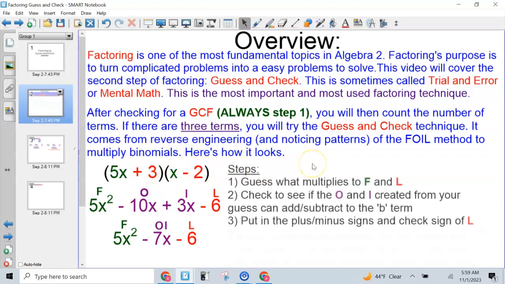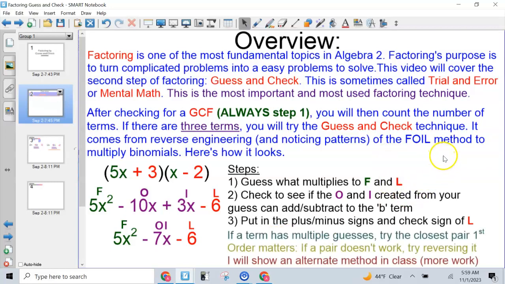So the steps here are you're going to guess what multiplies F and L. Then you're going to check to see if the O and I created from your guess can add or subtract to the B term, that middle term. Then you're going to put in the plus or minus signs and then check the sign of L. And this will save you half the number of guesses. By the way, if a term has multiple guesses, try the closest pair.